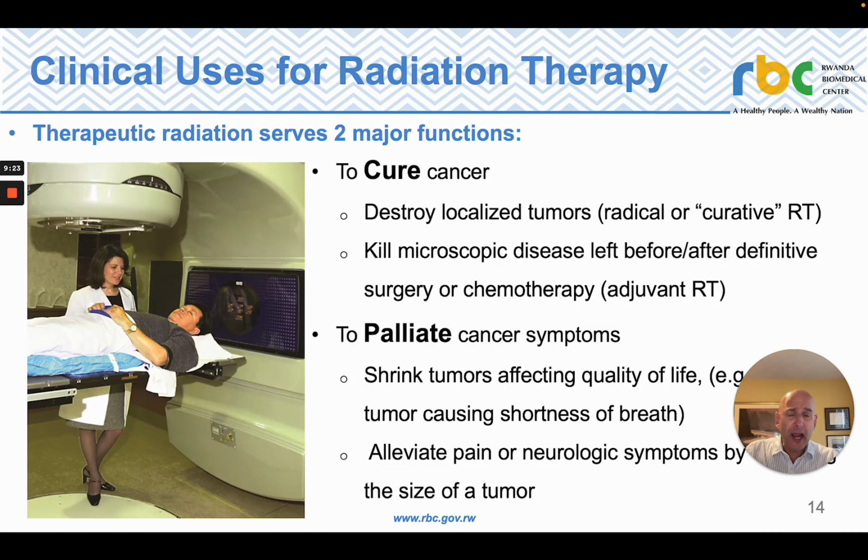So therapeutic radiation serves two major functions. Number one, in some cases, it can cure a cancer, and it generally can cure a cancer if adequate dose can be delivered and it's a localized tumor. When we talk about curative treatment, we're also talking about radical treatment, treatment that's destroying a localized tumor that hasn't spread. It also may be used as what we call an adjuvant, where it kills microscopic disease before or after definitive surgery or chemotherapy is used.